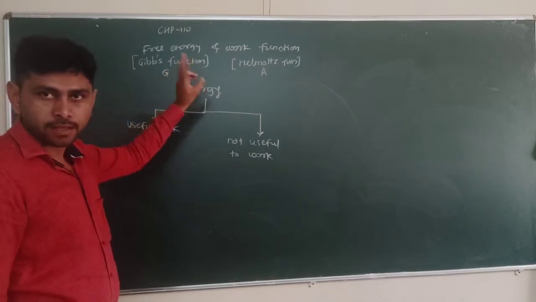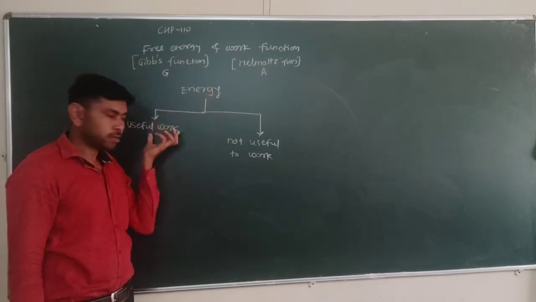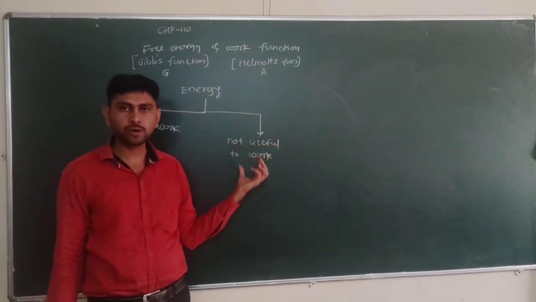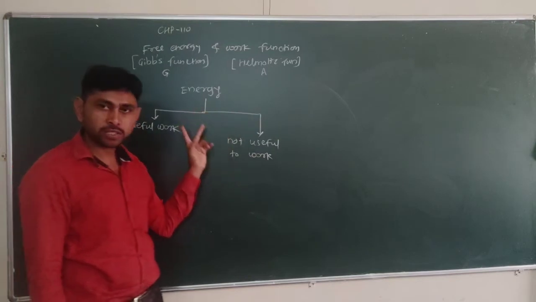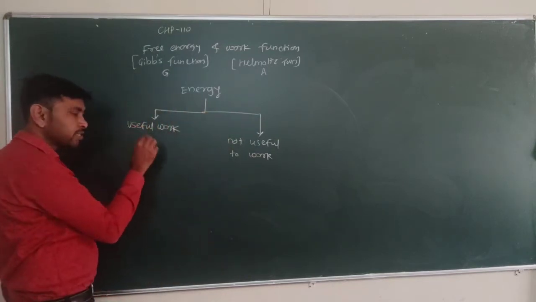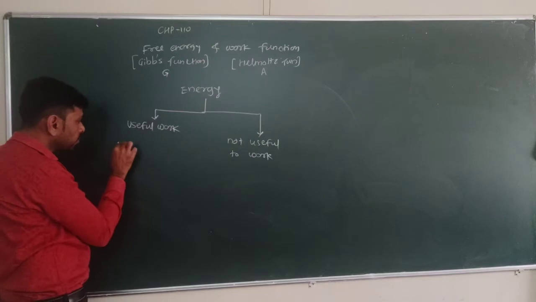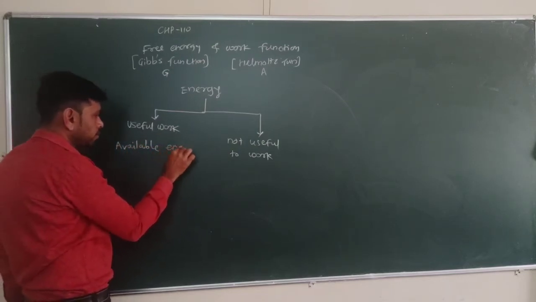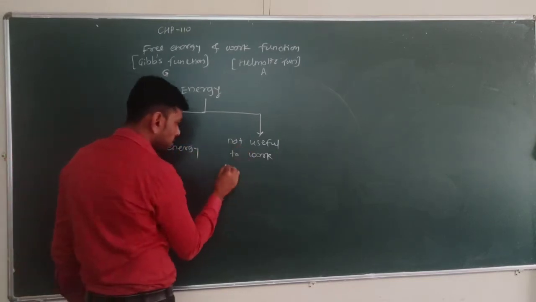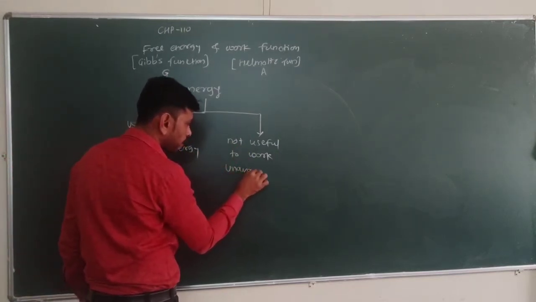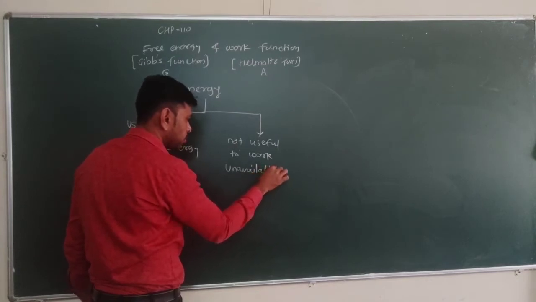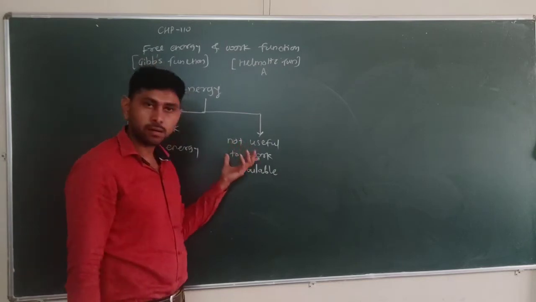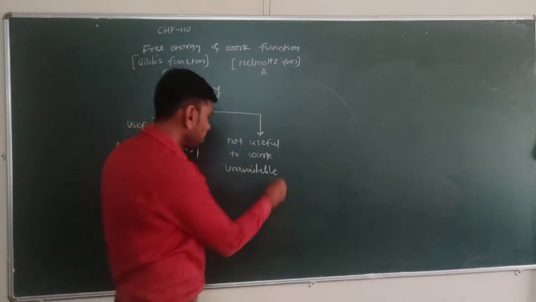So energy is now of two types: that which is utilized for performing useful work and that which is not useful for performing useful work. The energy which is utilized to perform useful work is the available form of energy, and this is the unavailable form of energy, which is not utilized to perform the useful work. So that energy is the unavailable energy.